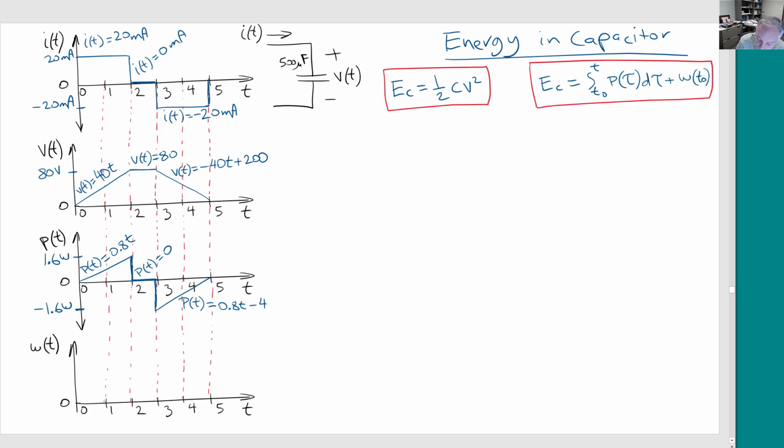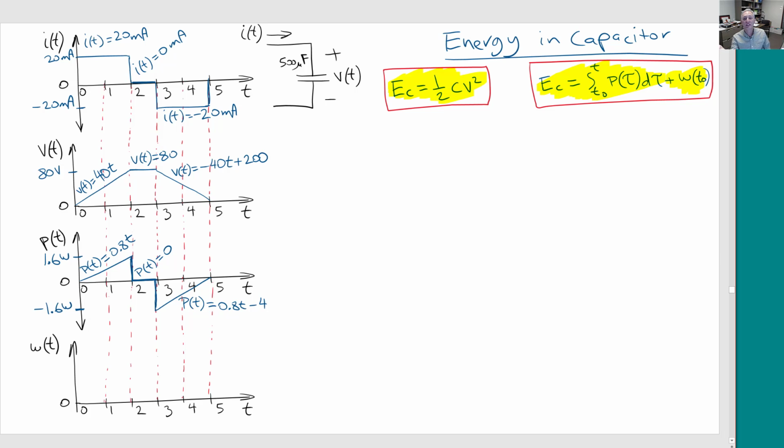One is the one that we did most recently. Its energy is 1/2 CV squared. And the other equation that we have is over here, and that is energy is the integral of the power over the time interval. That's what that's saying. And then plus whatever initial energy, let's say that capacitor had. So we could use either of these two equations.